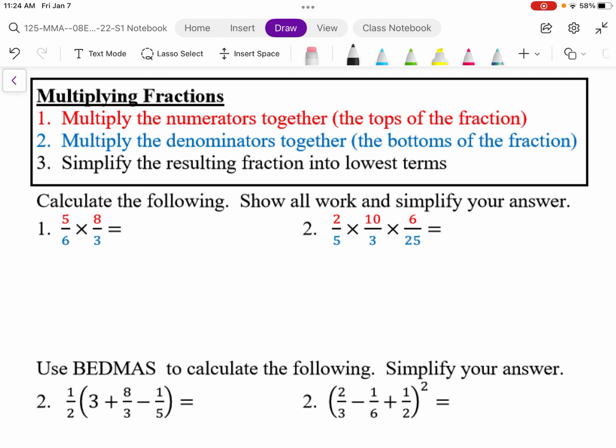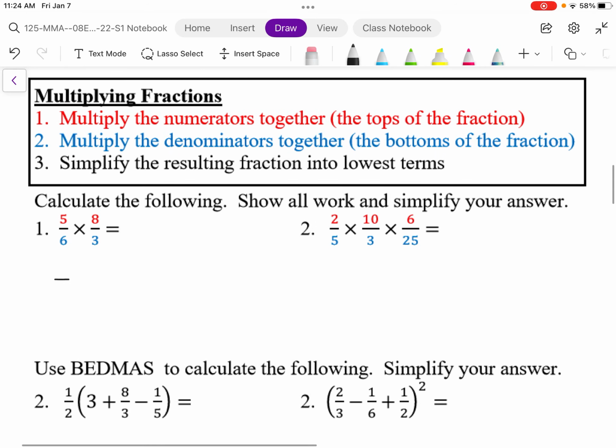But basically, when we're multiplying fractions, it's really just one big fraction because fraction math is times and divide math. So I can just draw in one fraction line. I have a top, which is 5 times 8, and I have a bottom, which is 6 times 3. And so my resulting fraction then works out to be 40 over 18.